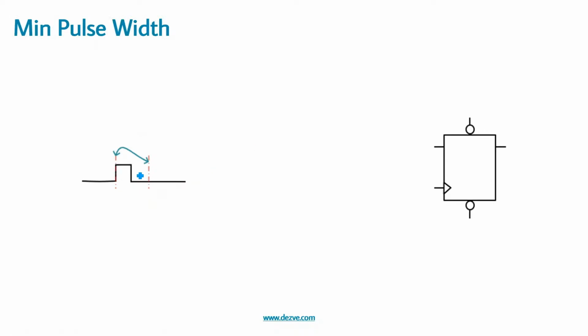Min pulse width. The Liberty file also has min pulse width specification for respective asynchronous or clock signals. So minimum pulse width. These are the various categories of checks.